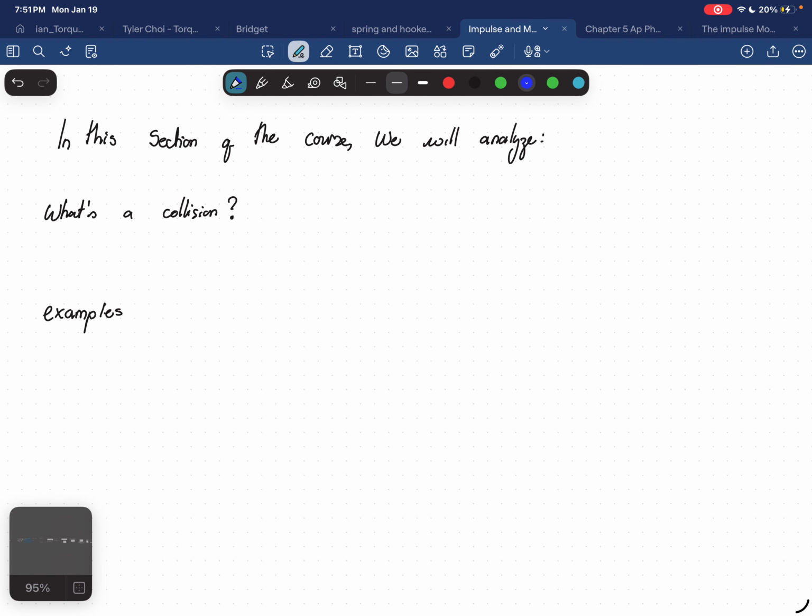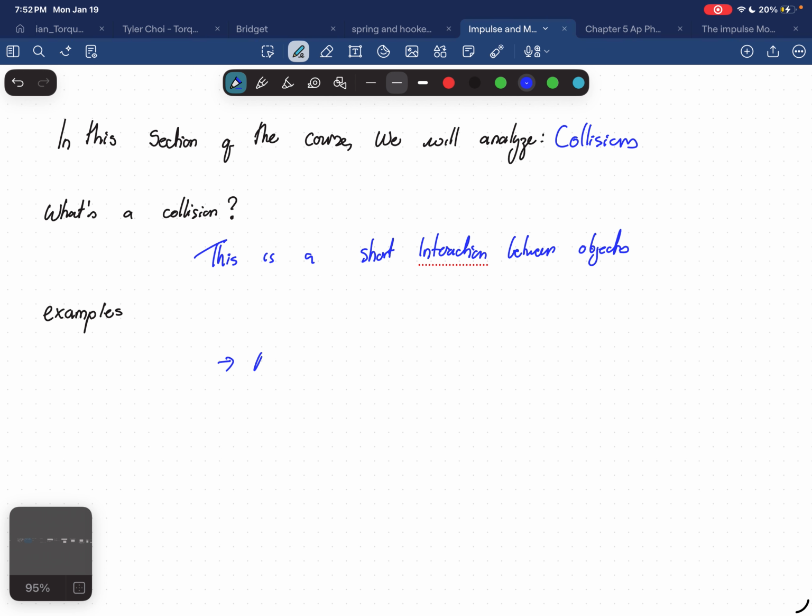In this section of the course, we'll analyze collisions. What's a collision? This is a short interaction between objects. A very short interaction between objects.